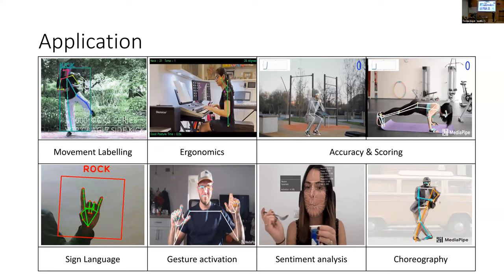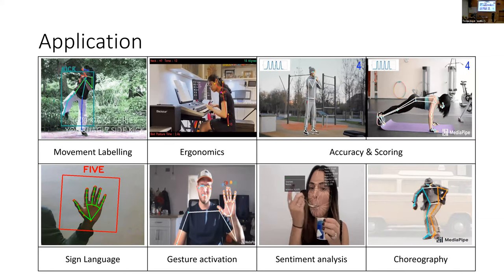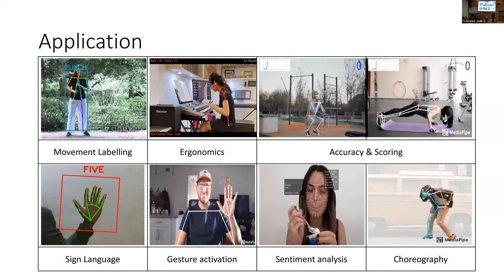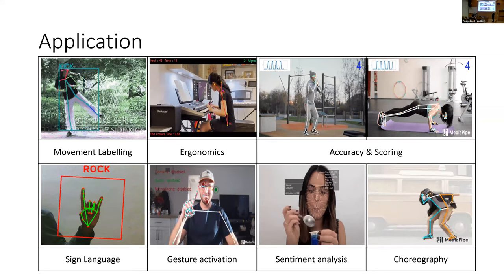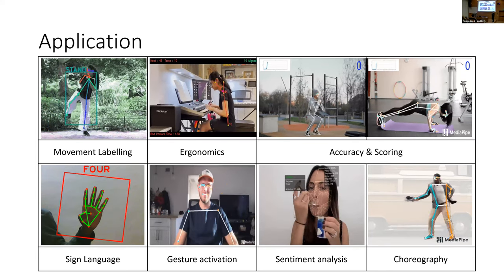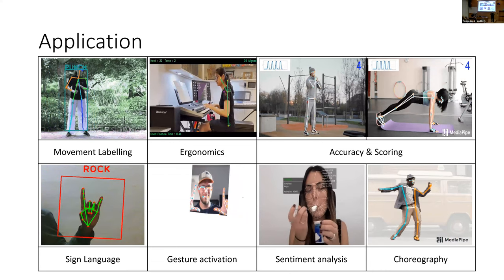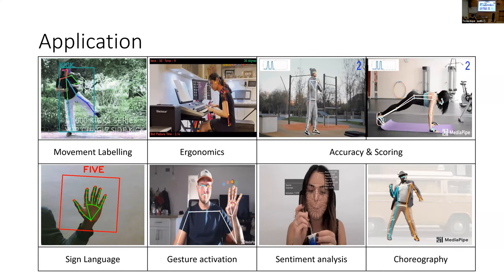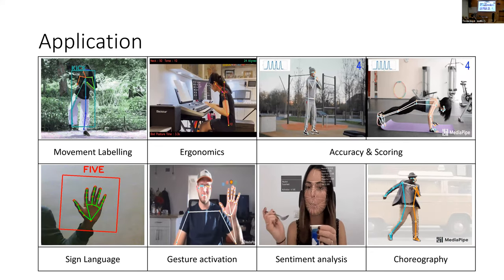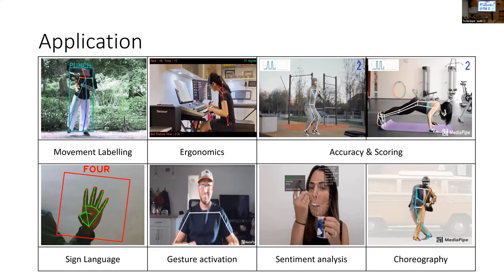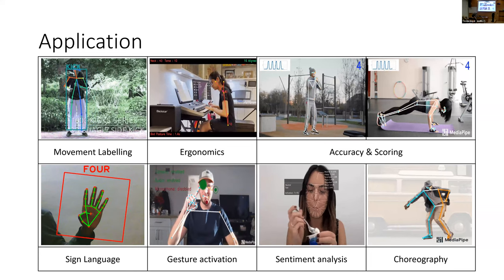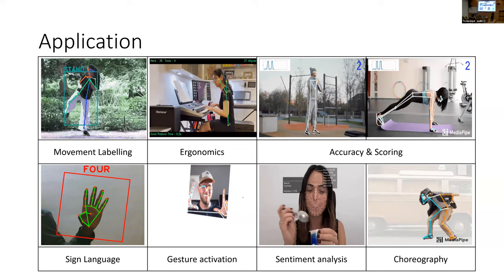There is a lot of work around the world with a lot of activity. Today, for example, there are people who try to label movement, whether it's standing or kickboxing. There is ergonomics, where we measure if someone is sitting well or not. There are gym activities, and measuring indoor or outdoor activities. We have sign language translation, or even gesture activation, where we can control a device with our body language. Another thing is sentiment analysis, where we measure the face, how we react to many different phenomena. And of course, choreography, dancing, and all that stuff around it.